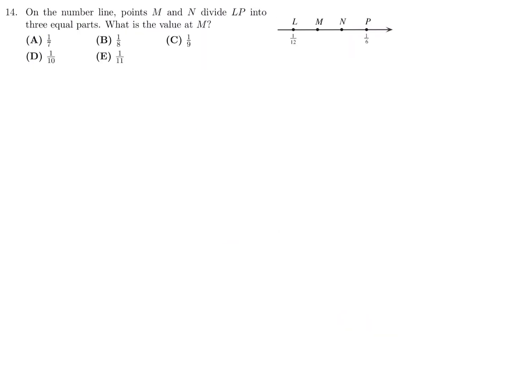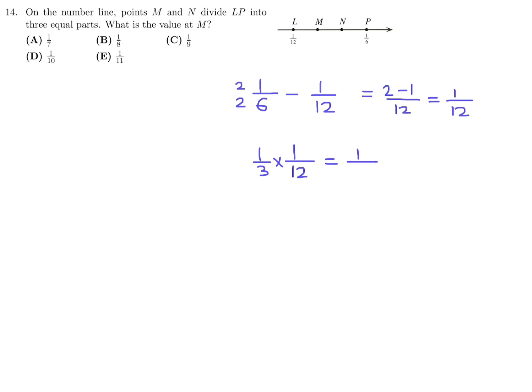On the number line, points M and N divide LP into 3 equal parts. So what is the value at M? Well, first we need to figure out the distance from L to P, and we can do that by subtracting 1/6 minus 1/12. Get a common denominator, and we get 2 minus 1 over 12, which is 1 over 12. And then each of these are equal, 3 equal parts, so we'll figure that out pretty simply by multiplying this by 1/3. So that's 1 over 36. So each of these is 1 over 36. That's 1 over 36, that, and that.